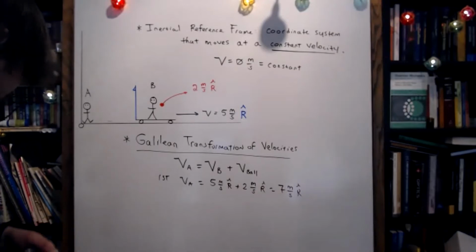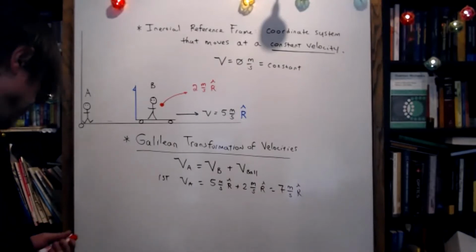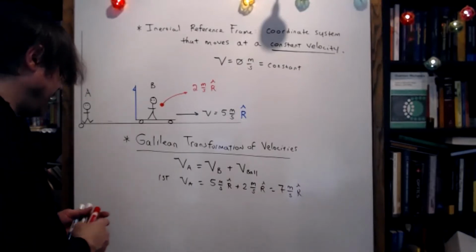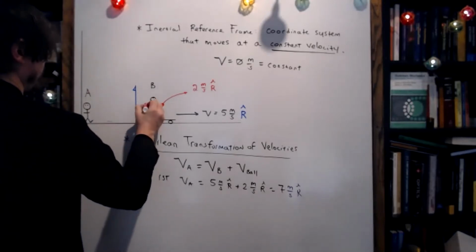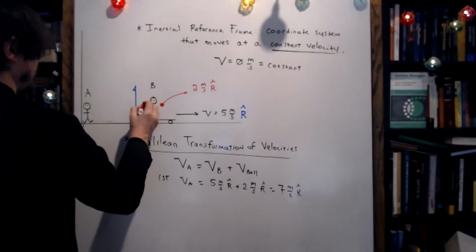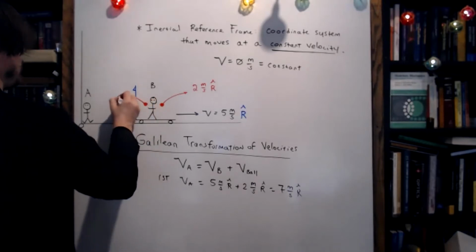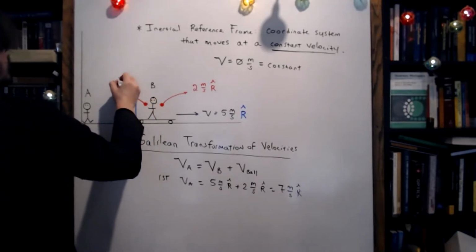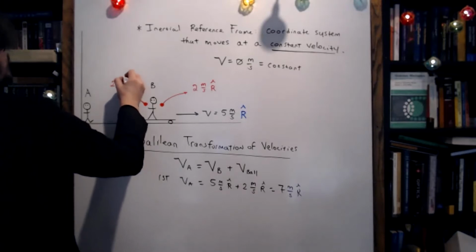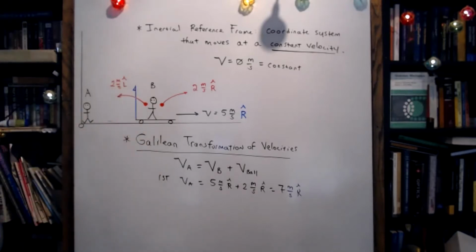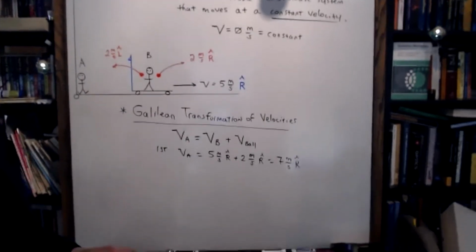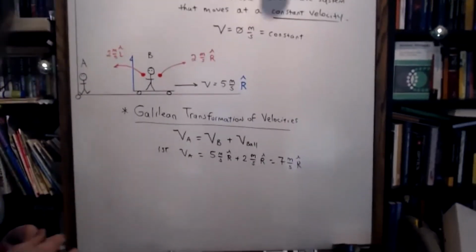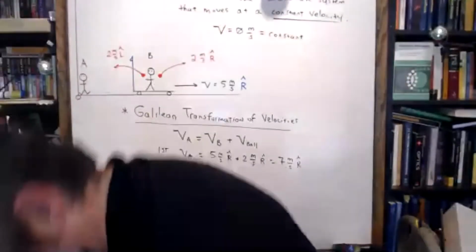Now we're going to try a second scenario, okay? Now we're going to take the tennis ball, and in the second scenario, observer B is going to throw the tennis ball 2 meters per second to the left. What will the velocity of the ball be according to observer A? Someone besides Kevin try this.